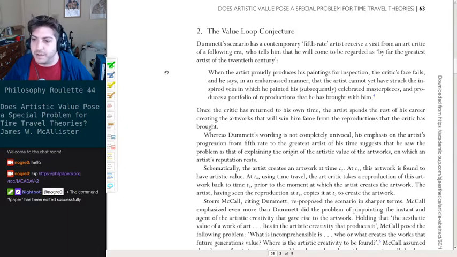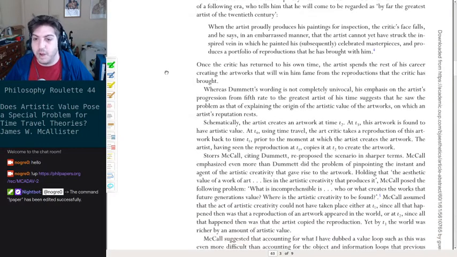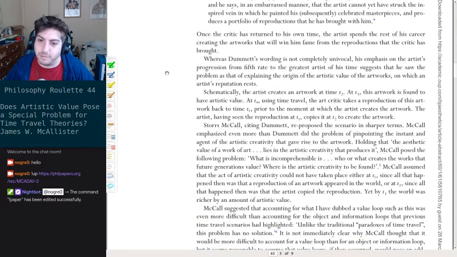When the artist proudly produces his paintings for inspection, the critic's face falls, and he says, in an embarrassed manner, that the artist cannot yet have struck the inspired vein in which he painted his subsequently celebrated masterpieces, and produces a portfolio of reproductions he has brought with him. Once the critic has returned to his own time, the artist spends the rest of his career creating the artworks that will win him fame from the reproductions that the critic has brought. Whereas Dummett's wording is not completely univocal, his emphasis on the artist's progression from fifth rate to the greatest artist of his time suggests that he saw the problem as that of explaining the origin of the artistic value of the artworks on which an artist's reputation rests.